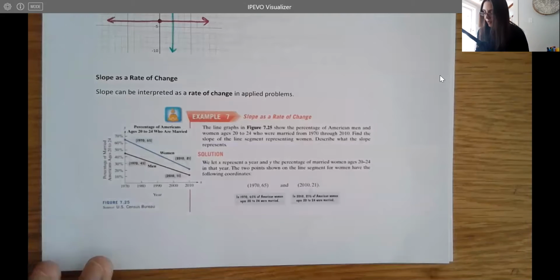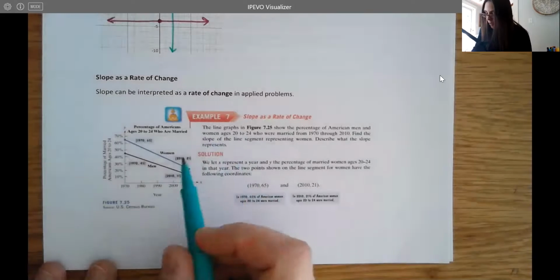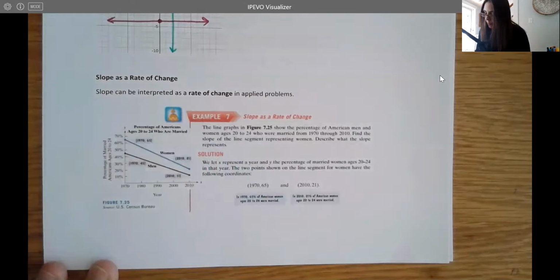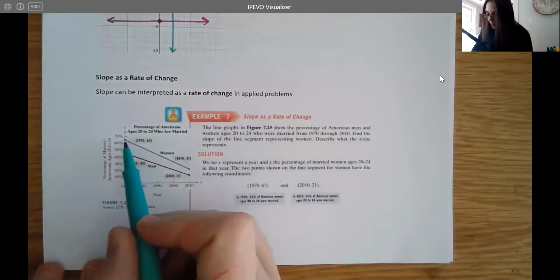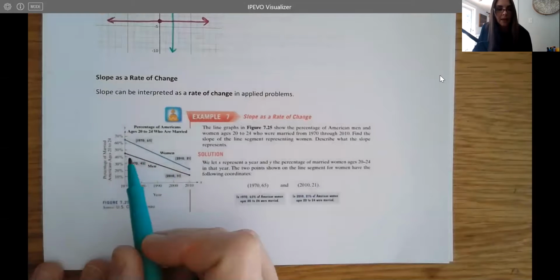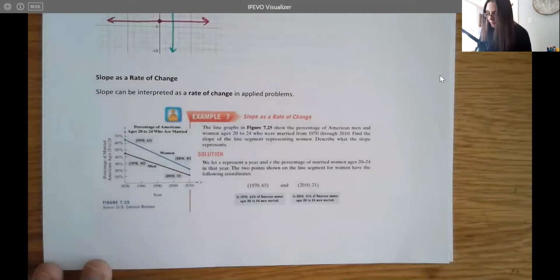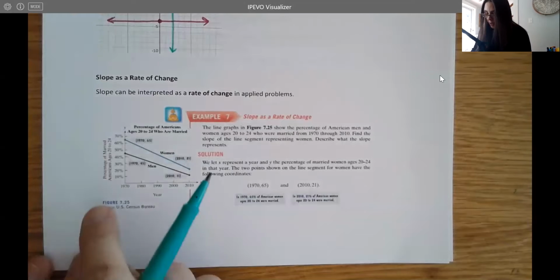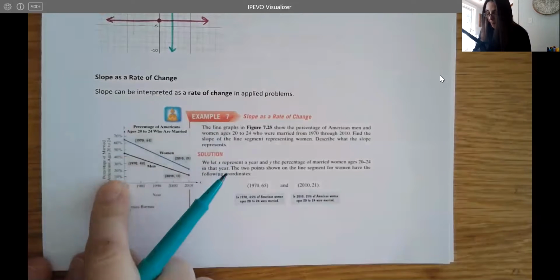And let's look at an example here. The line graph on the left shows the percentage of American men and women ages 20 to 24 who were married from 1970 through 2010. The blue line is women, and the red line is men. Again, these are people between 20 and 24, and over here you have the percent who are married.